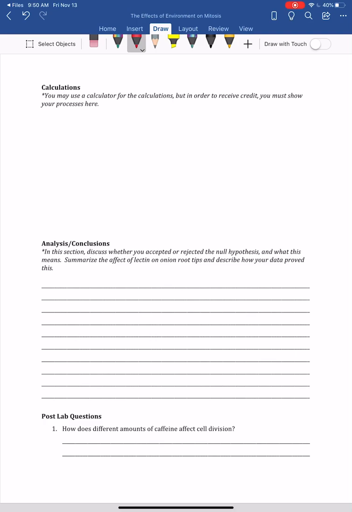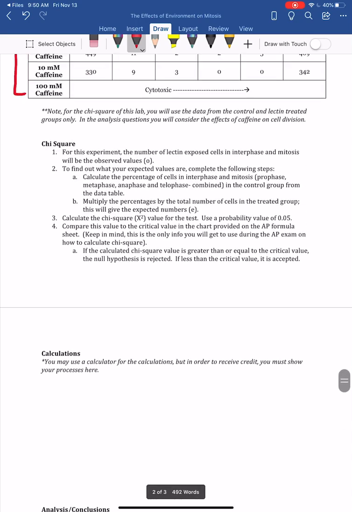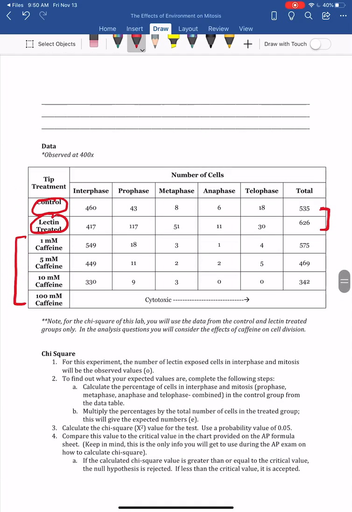So you're going to write your analysis, and then there's one question here at the end. How does different amounts of caffeine affect cell division? Okay, and so that's where you're going to use this part. Okay, and you just can write 1 to 2 summary sentences explaining the effect of caffeine on cell division.